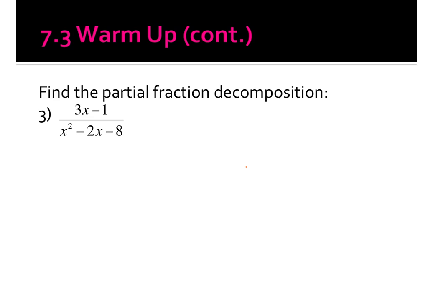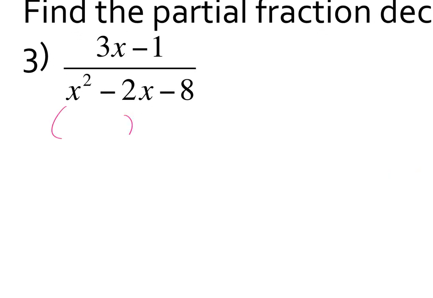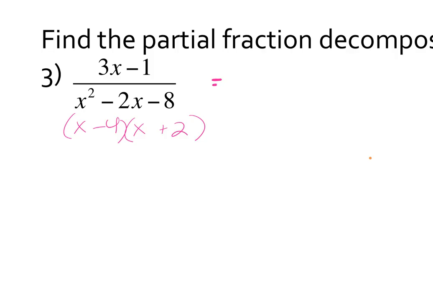This one, number 3, says find the partial fraction decomposition. So this one's not factored. We're going to factor the denominator first. Factors of -8 that sum to -2 are what? -4, +2. Then we split it: A over x minus 4 plus B over x plus 2.